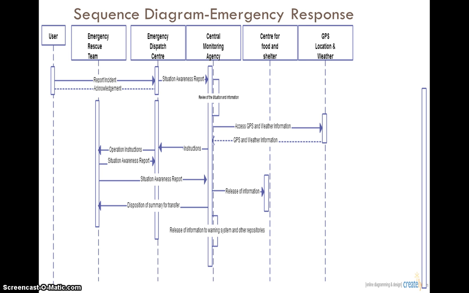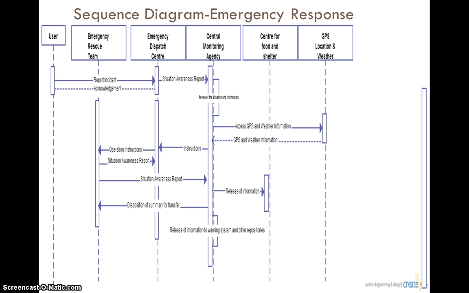The main motive of the rescue team is to protect the people who are in the situation. The emergency rescue team also has to report to the emergency dispatch center and the central monitoring agency. In case the emergency rescue team needs any additional rescue support or any other support, the CMA can always be prepared to send out the rescue team to the particular location.